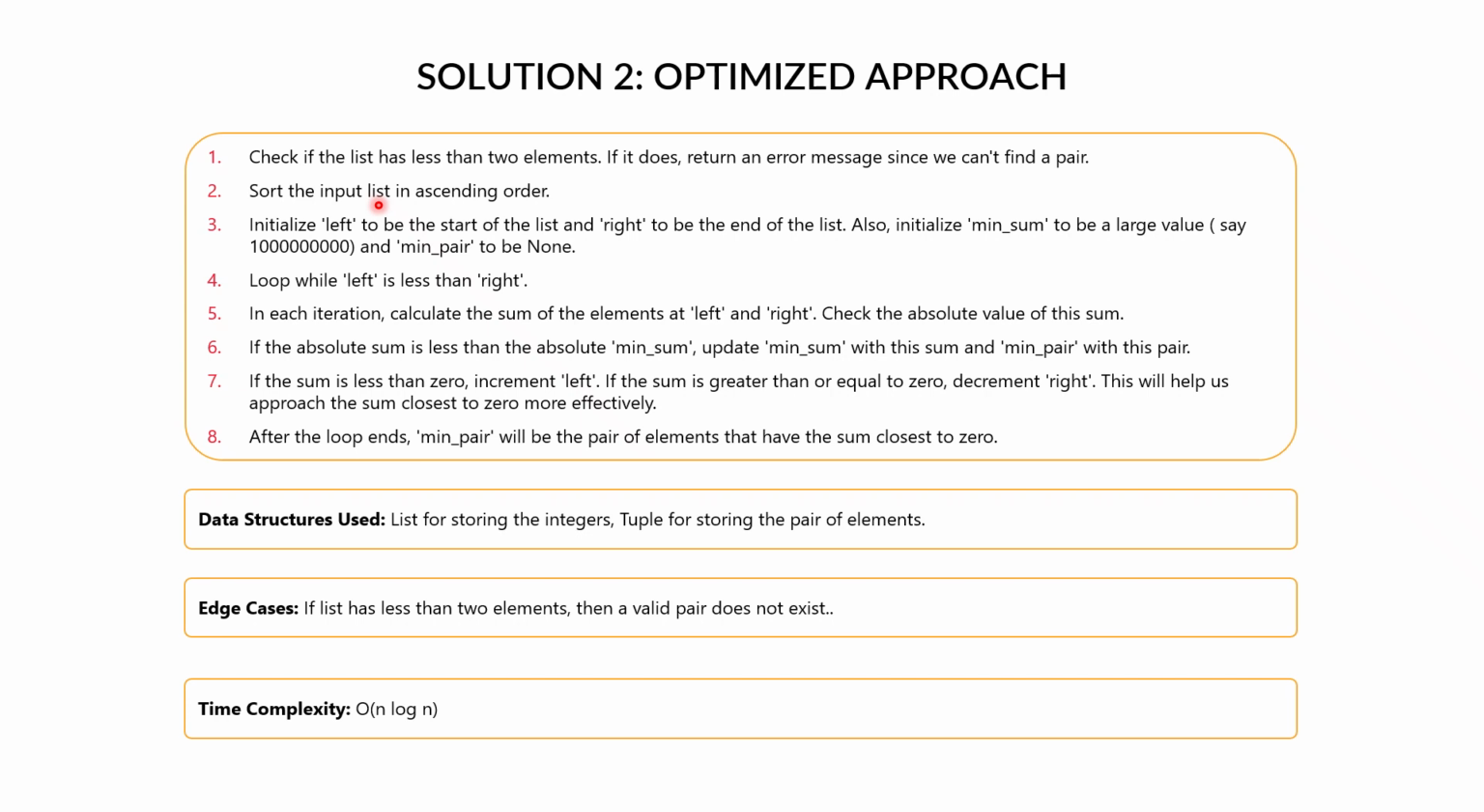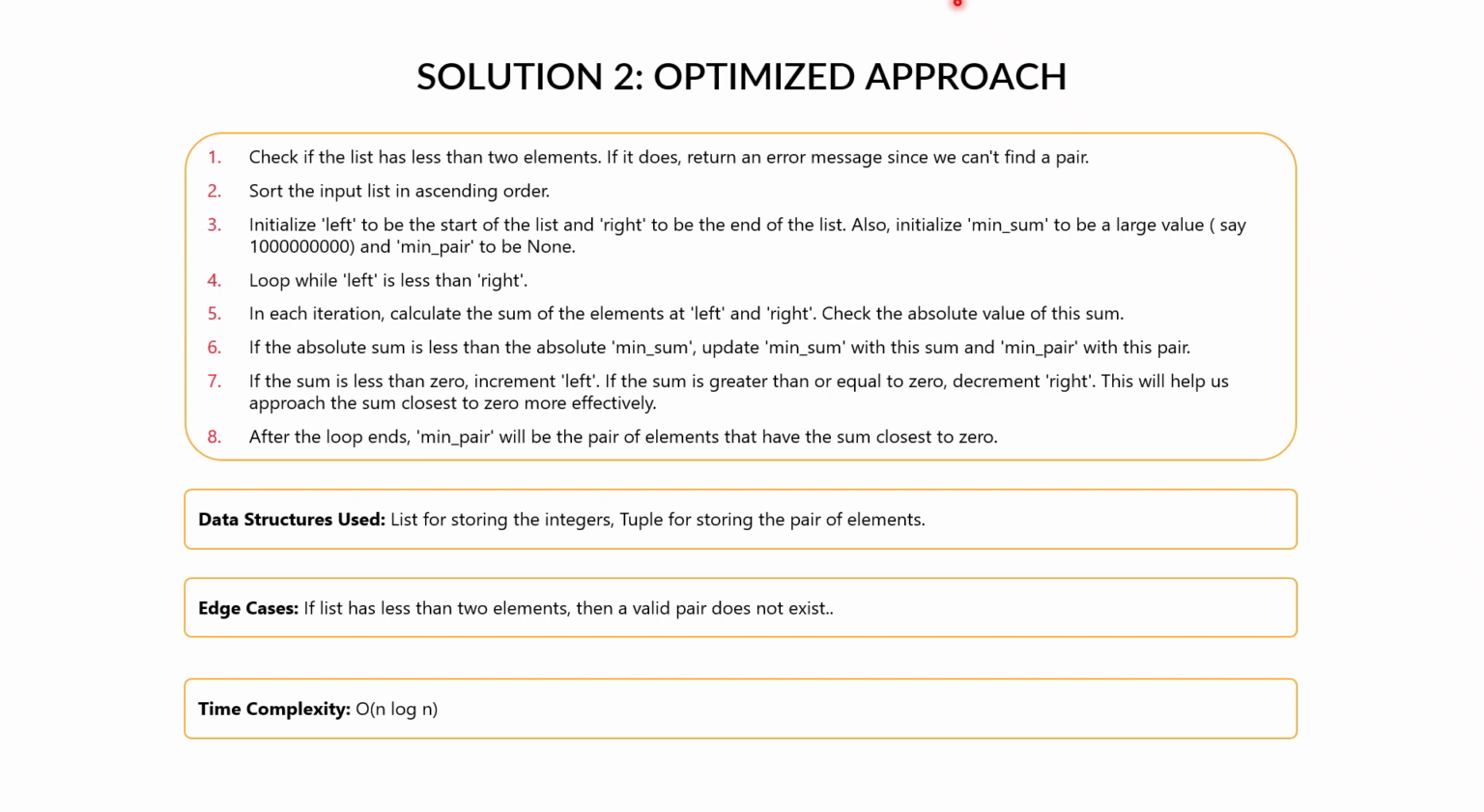Now, additionally, we also initialize the variable min sum to a very large value, in our case 10 to the power 9, and we initialize a tuple to hold the integer pair called min pair. The tuple is called min pair, and we keep it empty. We then enter a loop that runs while the left index is less than the right.